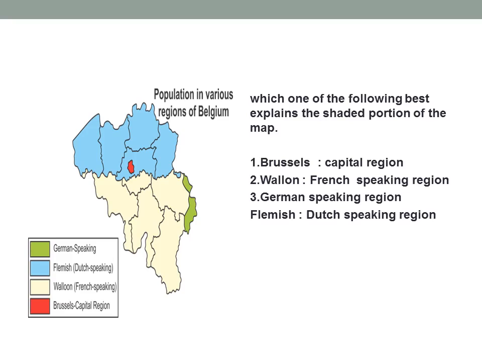I know everybody is very much familiar with this map of Belgium, right? This is on page number 2. When you are doing this, please keep your social studies civics book in front of you so that you can easily relate with what I am saying. So this Belgium map is on page number 2 and they are asking which one of the following best explains the shaded portion of the map, right?